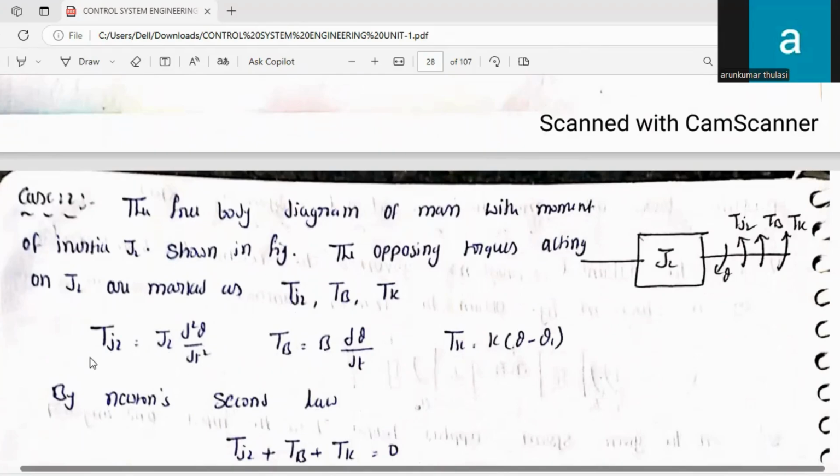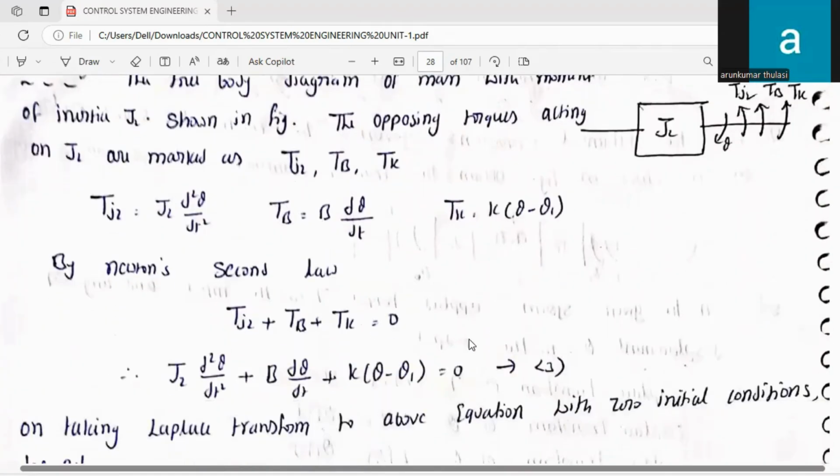So Tj1 we can represent by J2 into d square theta by dt square. Tb is equal to b into d theta by dt. Tk equals k into theta minus theta 1. Now these three torque balance equations are substituted into the equation obtained by Newton's second law, that is, the sum of applied torques is equal to the sum of opposing torques.